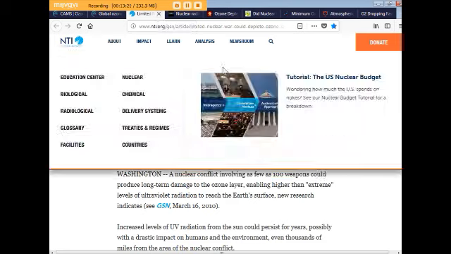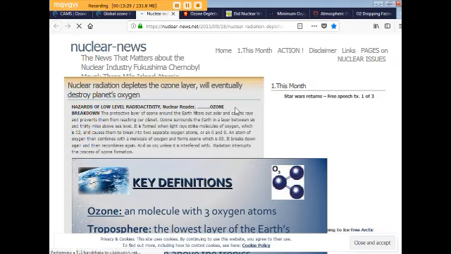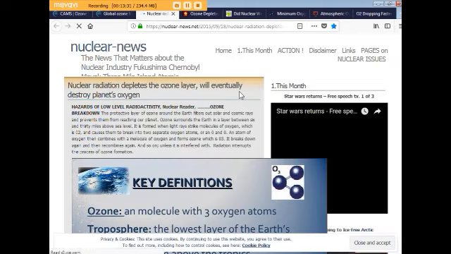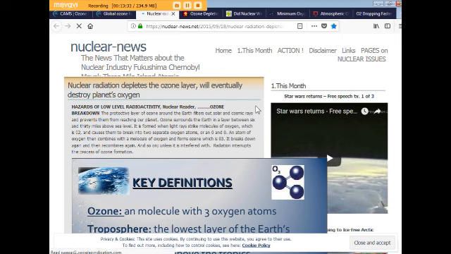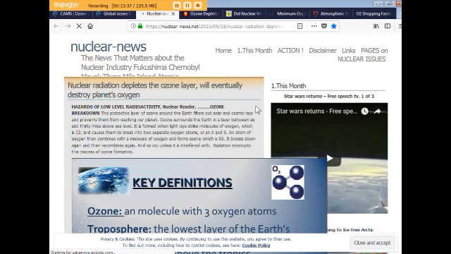But right now they're talking about above ground. So you can read this article. Here's my next article that I have. This is from Nuclear News. I'm not sure when this was posted. I'll leave the link below.